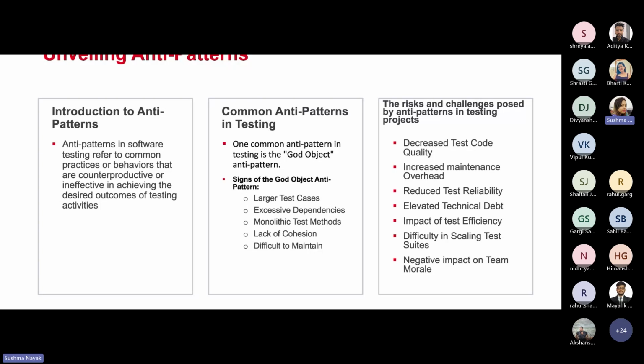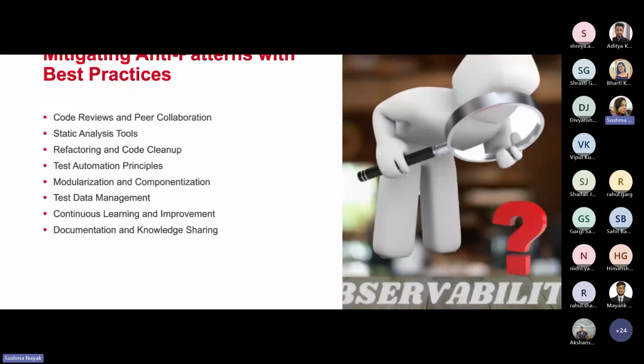A culture of clean coding, continuous improvement, and collaboration in the testing team can be built. So how we can overcome this, we'll be discussing in the next slide. This is mitigating anti-patterns with best practices. Here we'll be discussing how we will be able to take out all the anti-patterns with our best practices, and how, whenever somebody is coming to your team, you'll be able to explain to them how to adopt the best practices. Now the first one is code review and peer collaboration.